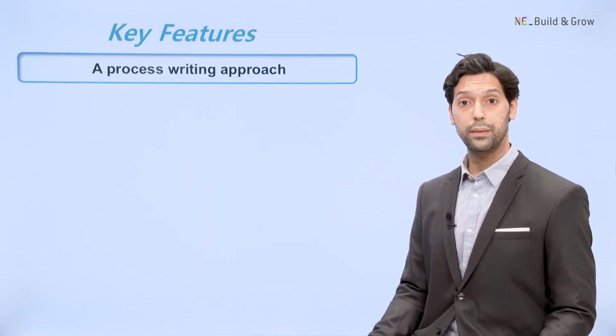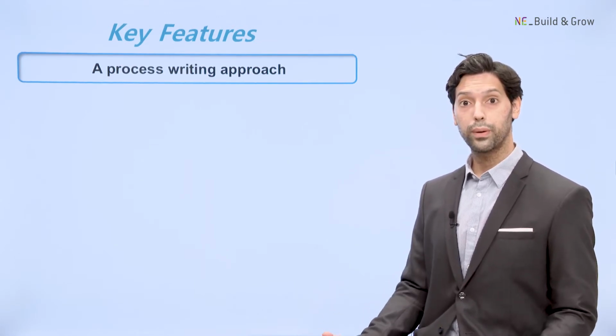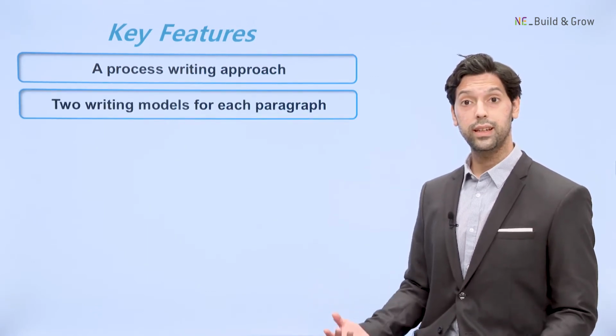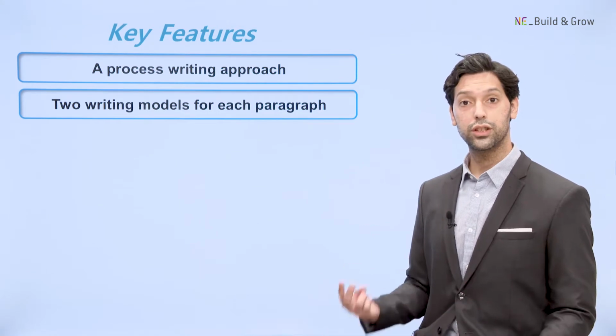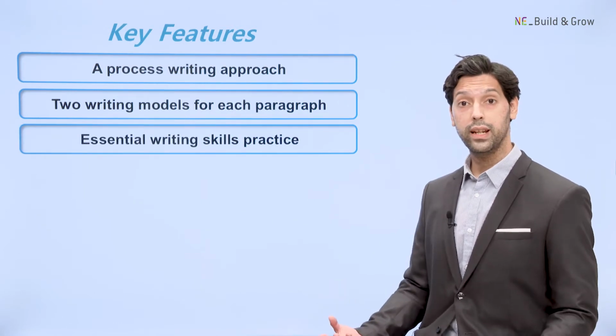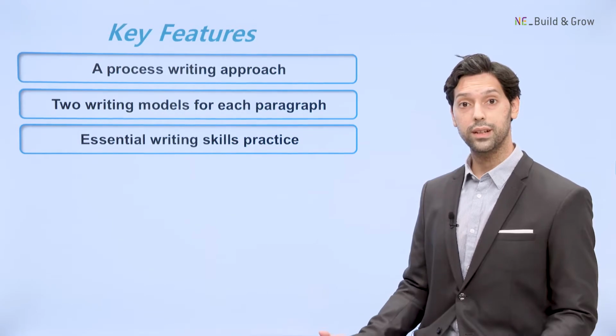Some key features of the series include its step-by-step process writing approach, wherein teachers and students go through the process of producing a complete piece of writing together. Additionally, each unit in the series contains 2 model texts for students to analyze and learn from. The texts are written in a variety of genres to give students a broader understanding of the different writing styles.